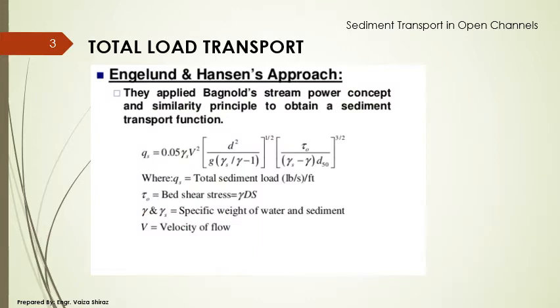Now these are the equations which can be used to compute the total load transport, and the first one is Engelund and Hansen's approach. They applied the Bagnold stream power concept and similarity principle to obtain a sediment transport function. This is the equation given by the researchers for Qs, where Qs is the total sediment load in pounds per second per feet. Tau naught is the bed shear stress, that is gamma d s. Gamma and gamma s are the specific weights of the water and sediment, and v is the velocity of the flow.